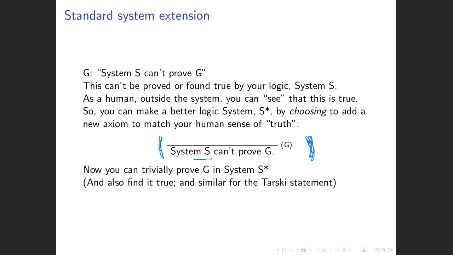So now you can prove sentence G. You now have a new logical system which has an extra axiom. Let's call this system S star. You've created a new system that is better than the one you started with, because now it can prove sentence G by invoking that axiom. Yay, we're all done. Modernism is restored and logic can prove everything again.